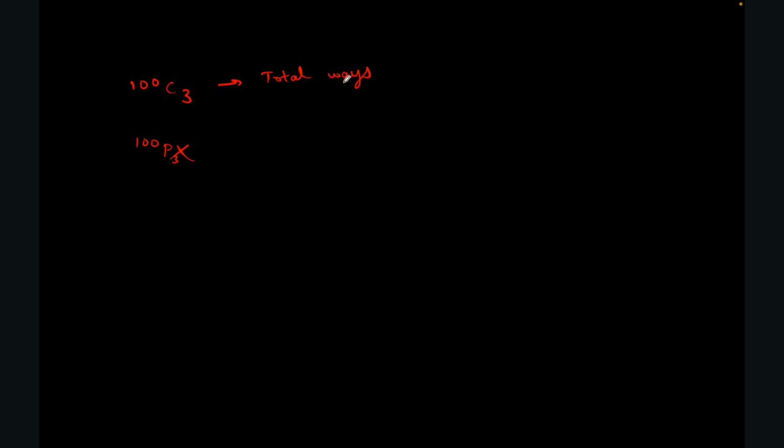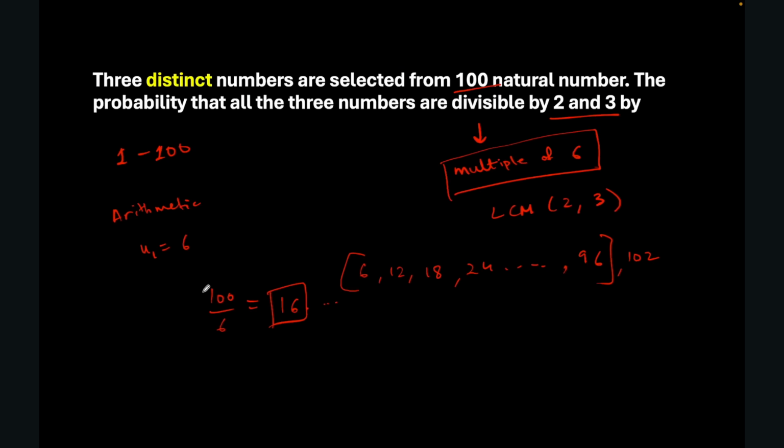So that's our total number of ways or possibilities of choosing 3 distinct numbers. That's the total ways, right? Now we have to find how we can choose, out of the 16 numbers, 3 distinct numbers that are multiples of 6.